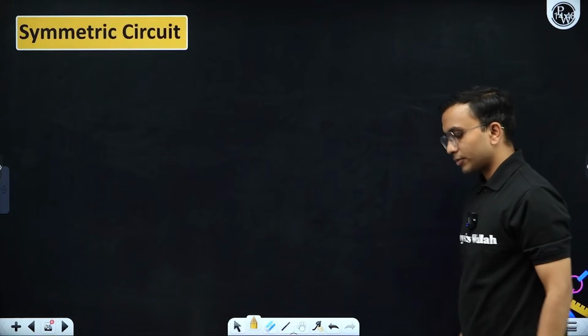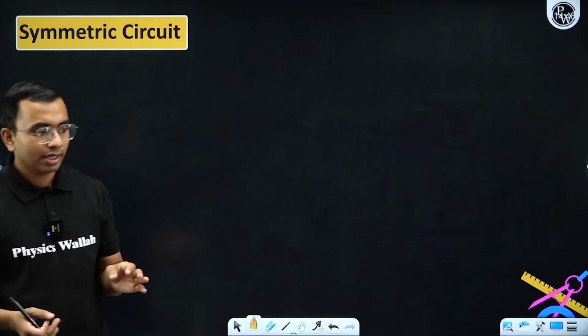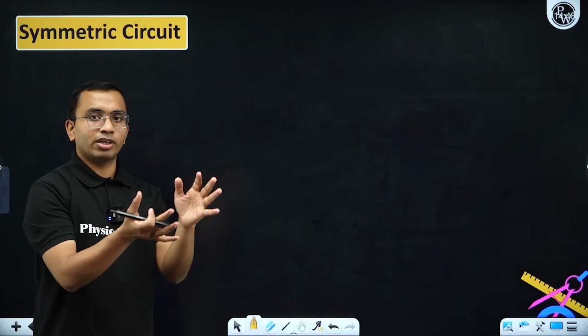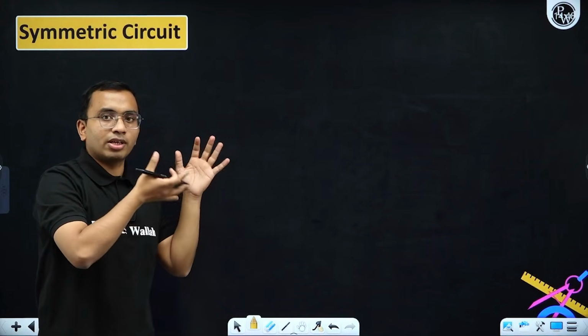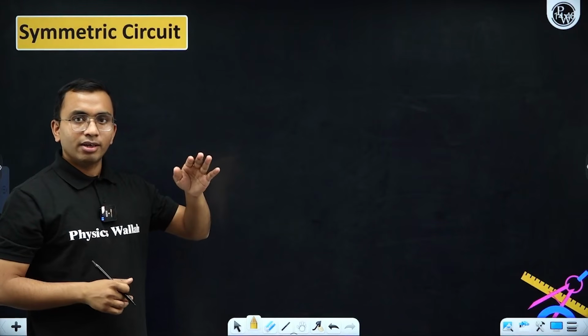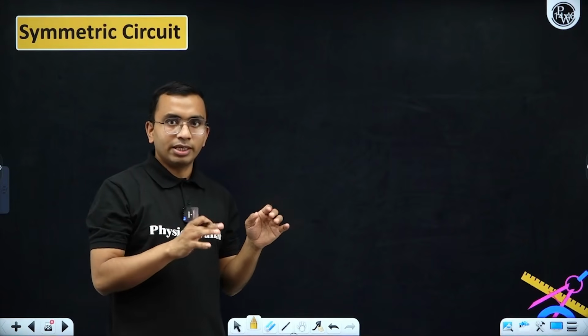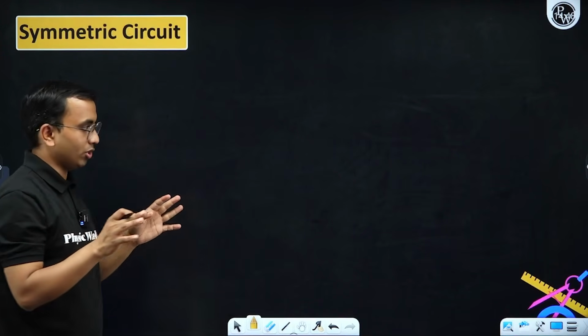Symmetric circuits. In some of the circuits you may find some symmetricity. Whatever connections are on the left side, the same type of connections are on the right side, or you may say perpendicular symmetricity or horizontal symmetricity in a circuit. I'll talk about all those things.